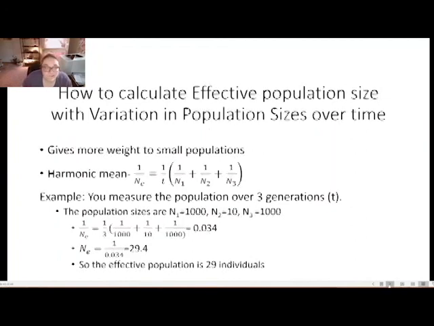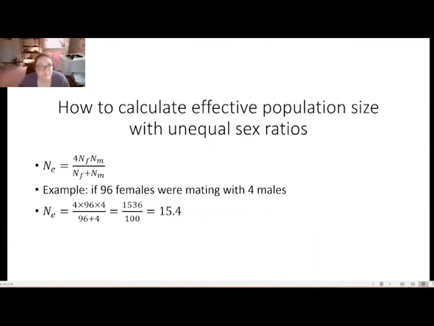So you can also calculate the effective population size with unequal sex ratios. Now, the perfect example would be 50 females, 50 males, right? We would have equal males, equal females, but that's not always the case. In fact, it's most likely not the case. In most scenarios, it's not the case. So there's a formula for calculating your effective population size with an unequal sex ratio. And that would be 4 times the number of females times the number of males, divided by the number of females plus the number of males.